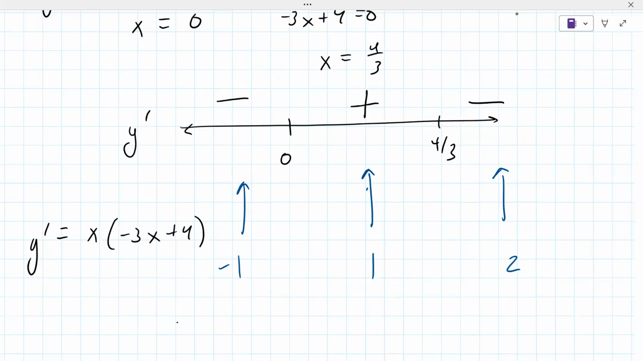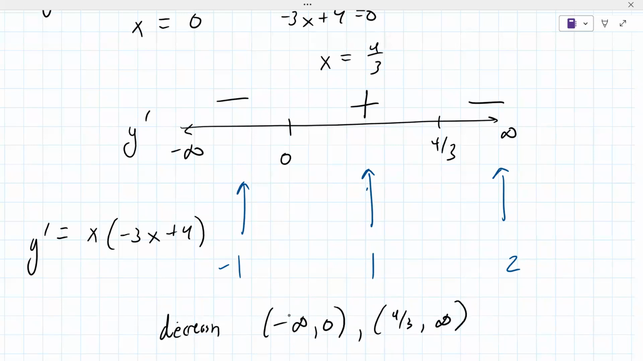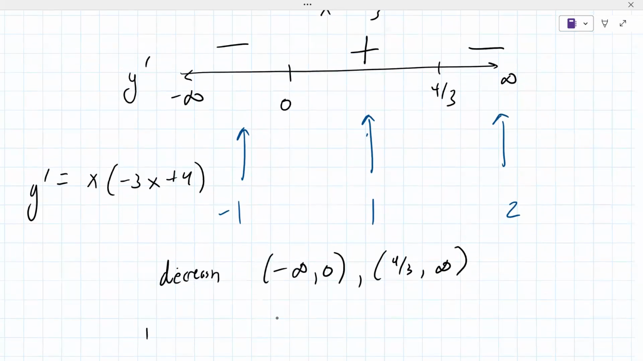So this time it's decreasing. And if you need to, add in the infinities, where the extremes are. It's decreasing from -infinity to 0, 4/3 to infinity. And then it's increasing from 0 to 4/3. Okay.